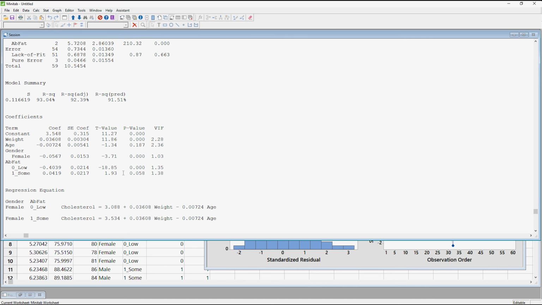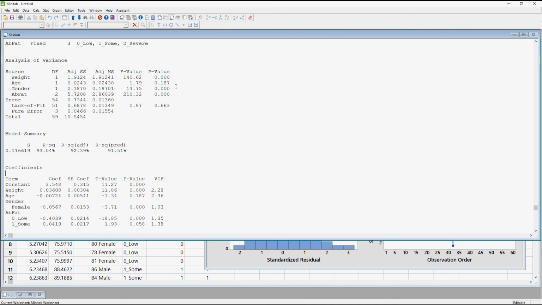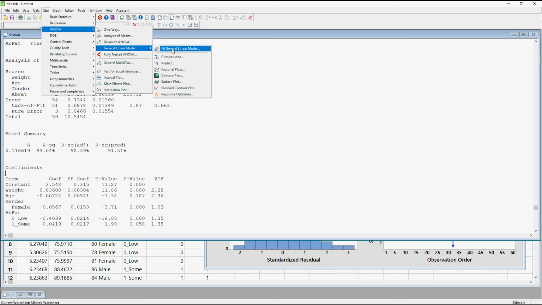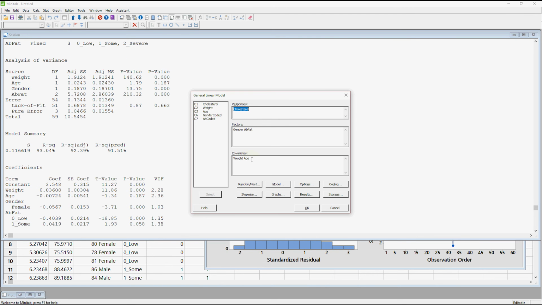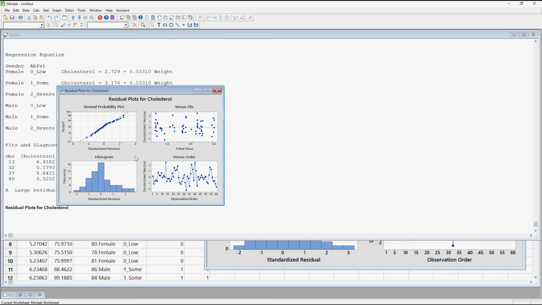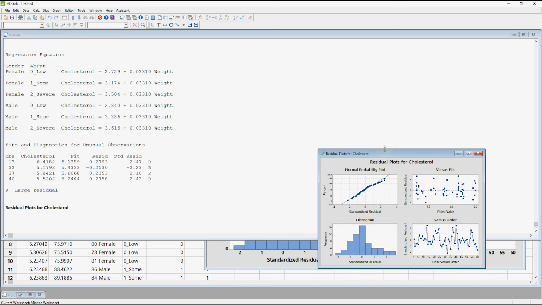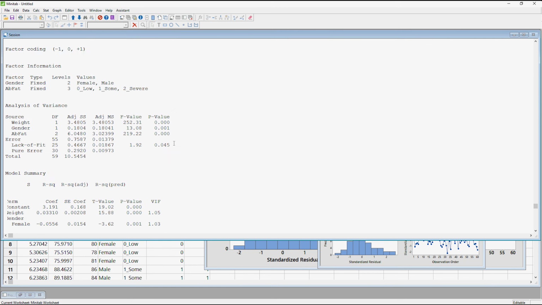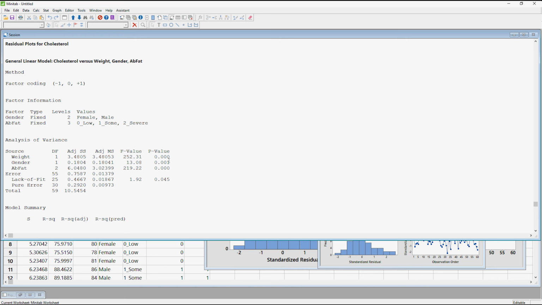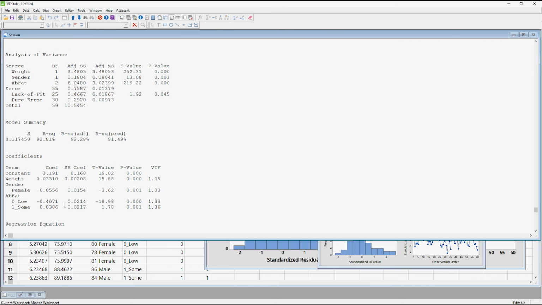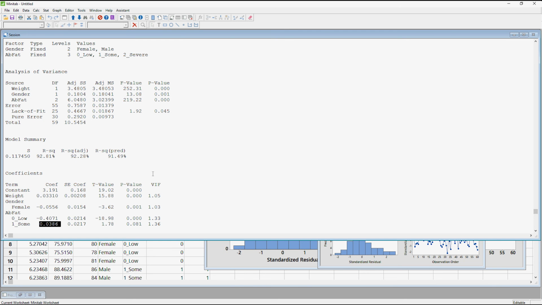So if I was running this model, I would probably take out the age because we've seen now that it's not significant. So if I just do that here, I can just delete it. Again, the residuals look fine. And we've got the weight, gender, and the ab fat are all significant. And we do still have this slight adjustment for ab fat. Oh, that's interesting.